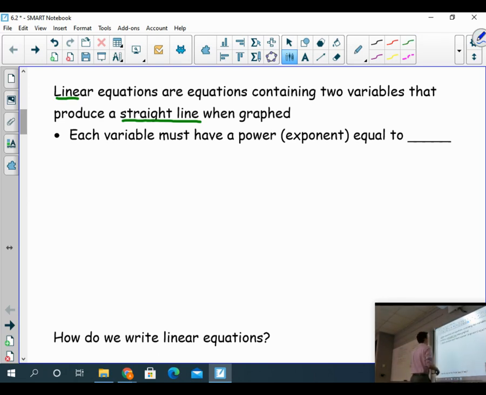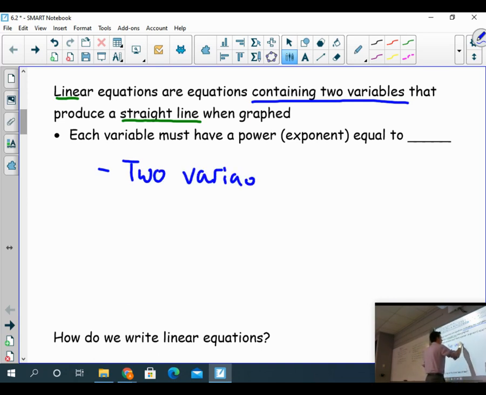Now, what are the features of linear equations? Well, the first one is they contain two variables. So when we're identifying whether an equation is linear, what we want to think about is an equation that has two variables. Now, the general form of linear equations that we're going to look at will obviously have more than one variable. I'm not referring to those. What I'm referring to is when we are looking at a specific equation with numbers plugged in, are there two variables present?